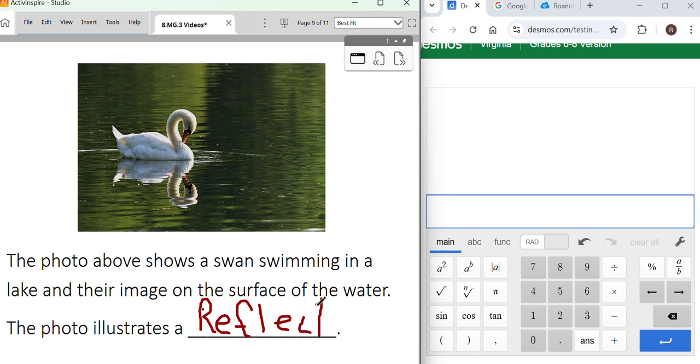And yes, that is a swan. I think somebody else thought it was some other kind of bird, but I can't remember what kind of bird they thought it was. So it is a swan.